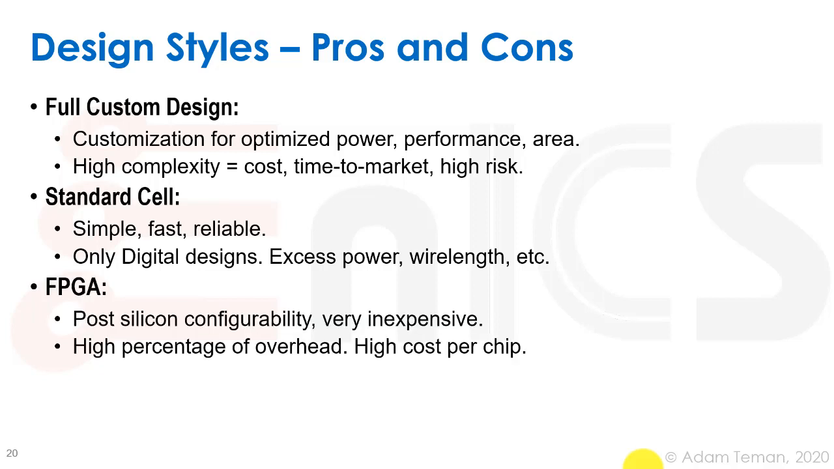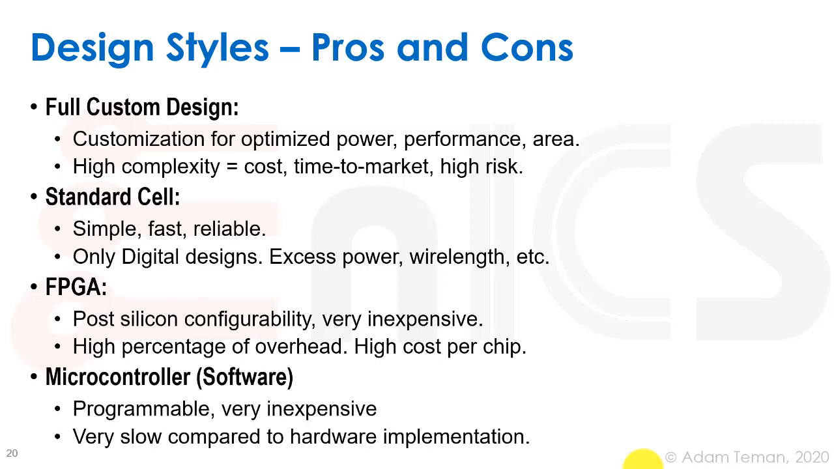And finally, we have FPGA, which, first of all, allows us post-silicon configurability. So after the thing is fabricated, in fact, we buy the chip that's already fabricated. We can configure it and program whatever we want, and therefore, making one is very inexpensive. But we have a high cost per chip, so if we want to make millions of these, it's very costly. And the other thing is, it's very non-optimized for power, performance, and area.